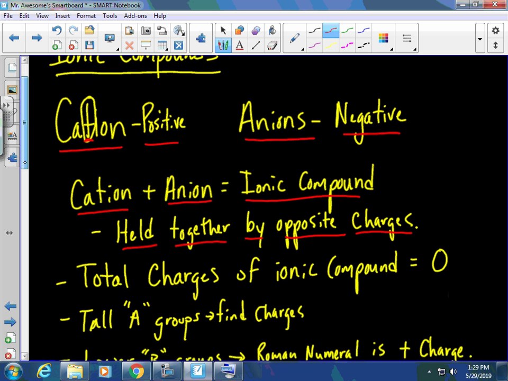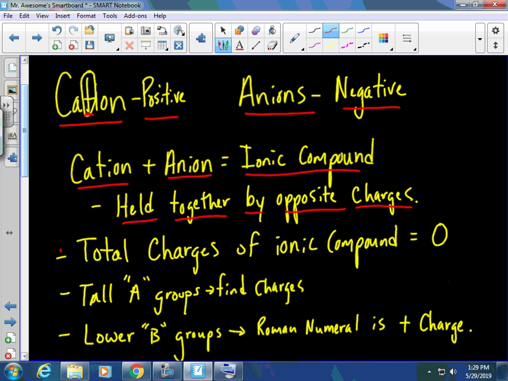Very important to understand. This is the key right here. Most important thing you're going to learn about ionic compounds is that the total charges have to make 0. Okay? So the total charges for the ionic compound will always be 0.